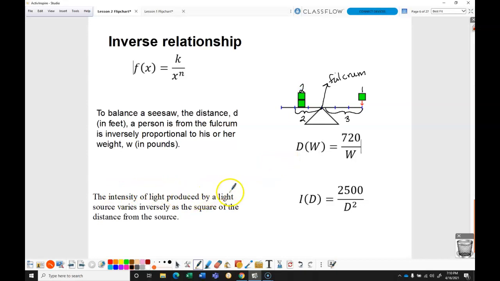The intensity of a light produced by a light source varies inversely as the square of the distance from the source. Now, this adds a different dimension. Basically, I have a light bulb, and the closer I get to that light bulb, so I'm decreasing my distance, the more intense the light gets. Well, that makes sense. And it actually is a lot faster of a growth or a decay because of that squaring.